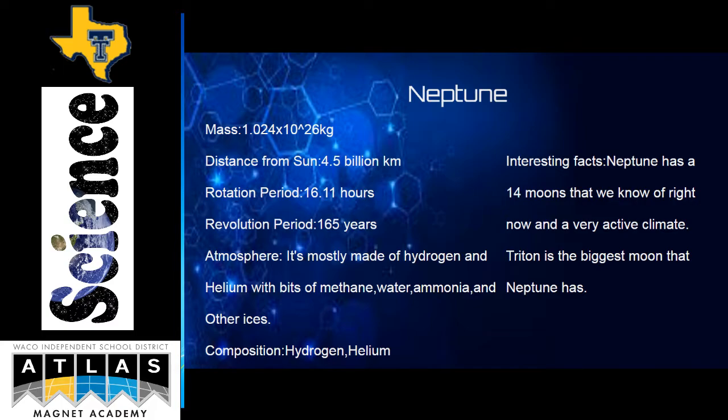Its atmosphere is mostly made of hydrogen and helium with bits of methane, water, ammonia, and other ices. The main composition of the planet, though, is mainly hydrogen and helium. An interesting fact about Neptune is that it has 14 moons that we know of right now, and it has a very active climate. Triton is the biggest moon that Neptune has.